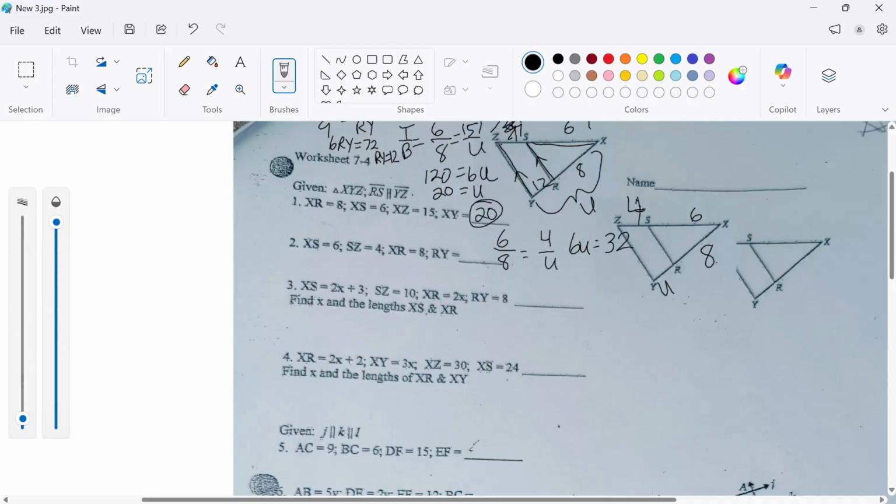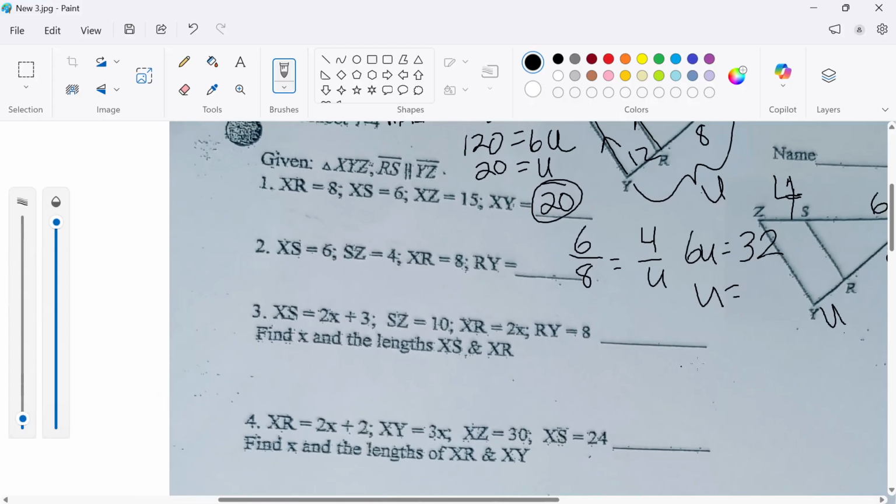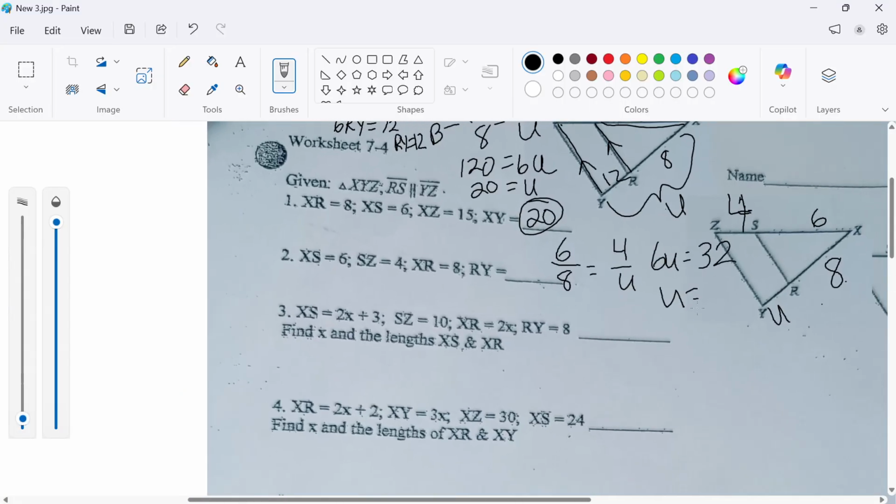6 is to 8 as 4 is to U. XS is 6, SZ is 4, XR is 8. RY. Okay. 6 is to 8 as 4 is to U. 6U equals, no, 5 is 30. Is something wrong here? I might have done something wrong. XS is 6. SZ is 4. XR is 8. RY is what?